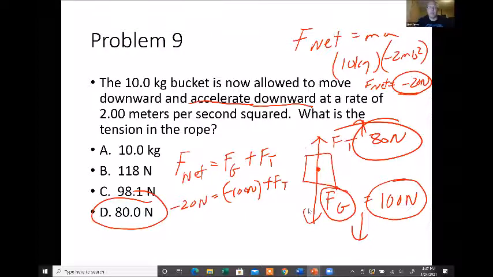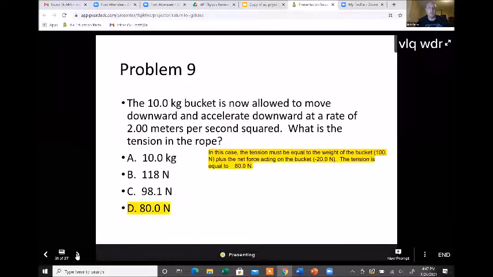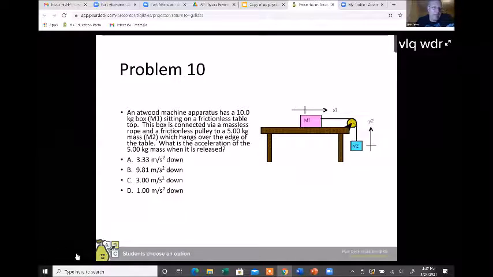All right, let's go back to Pear Deck. So here's a modified Atwood machine problem. And again, this is one of the most common types of problems on the AP exam. So take a minute and see if you can answer this one. A little bit more difficult than the last couple of problems, but not really if you know the trick. But again, think free body diagrams.